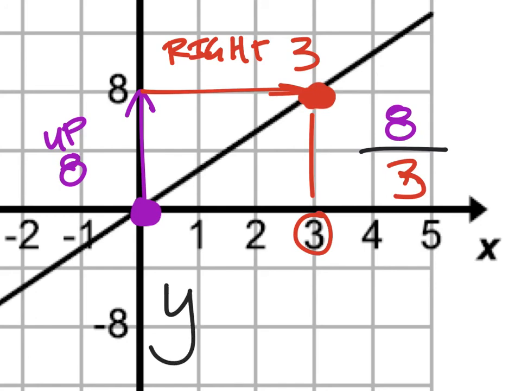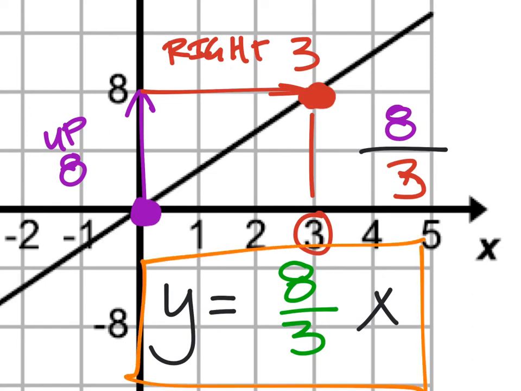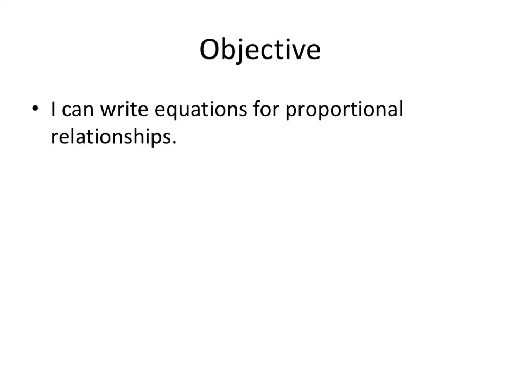So in my equation, y equals mx, I can replace the m pretty quickly with that 8/3 right there. Then this is my equation for that. All right, so there's our objective. Hopefully you guys feel pretty good about writing equations for proportional relationships and even using them to find maybe some missing values. So this is the time that you guys need to grab a computer and get started on the assignment if there's enough time left.